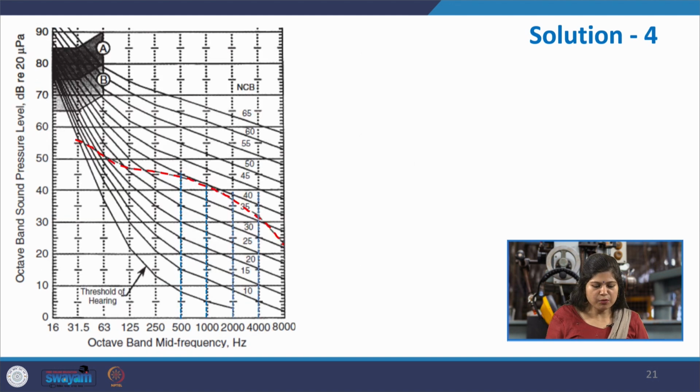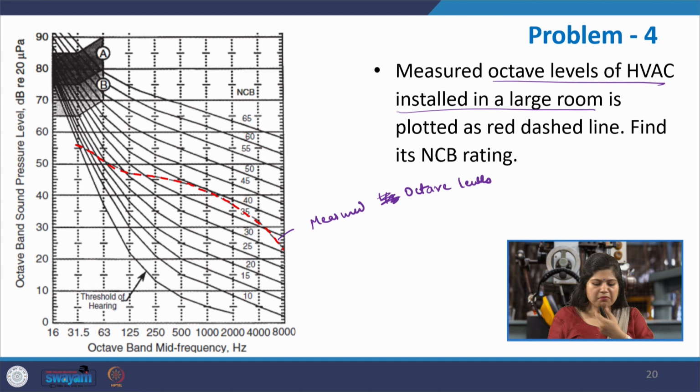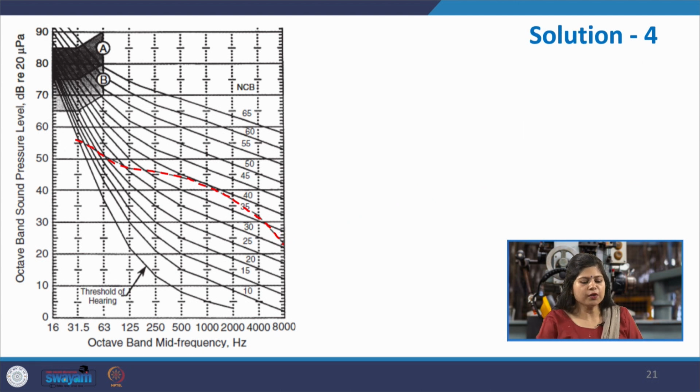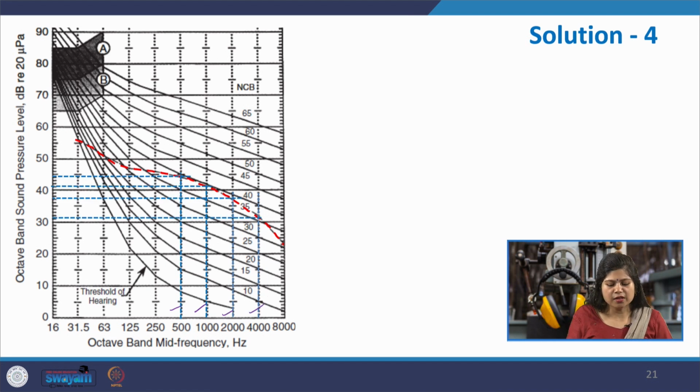So, now let us see our problem at hand. This is the measured octave levels of an indoor environment, and you have to find its NCB rating. Again, you do not need to bother with how and where it is touching the NCB curves, which curve is just below or just above, nothing like that. Simply find out the octave levels in the 500 hertz, 1000 hertz, 2000 and 4000 hertz range, and do their arithmetic average.